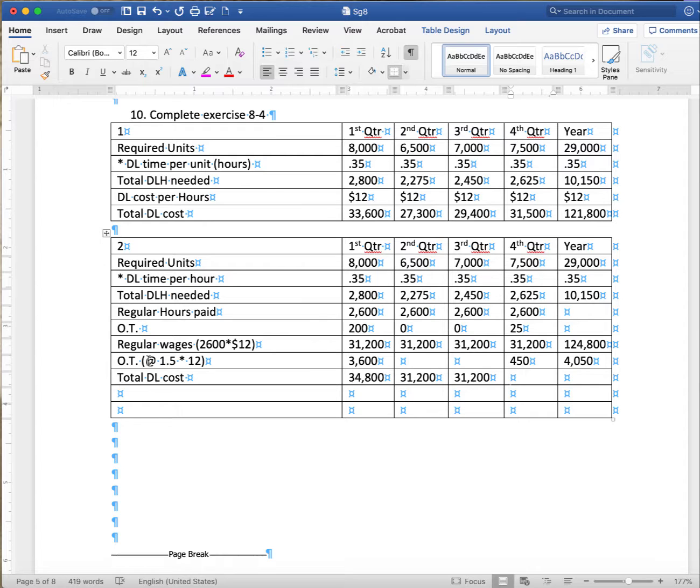That means that in the fourth quarter, my direct labor cost is $31,650. So my total costs for the year are $128,850.